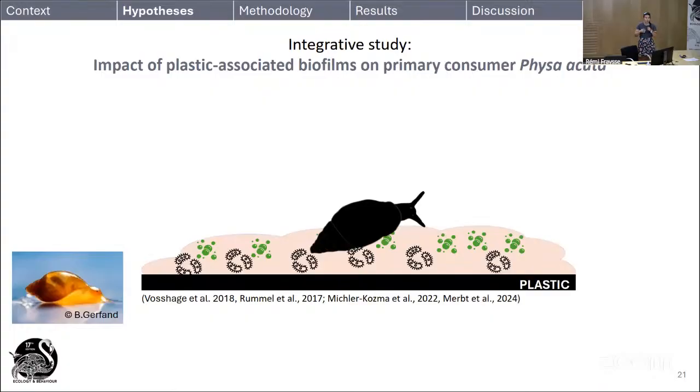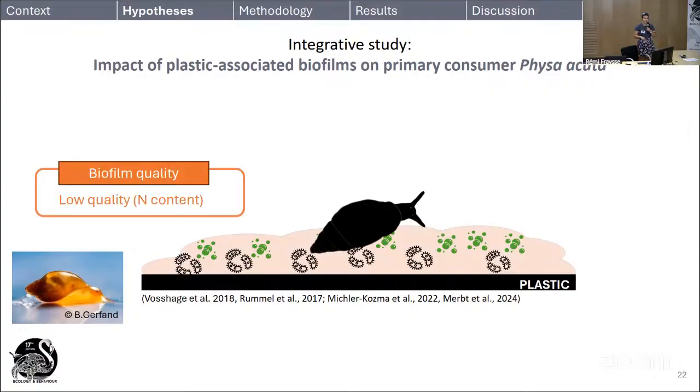So to answer my research question, I conducted an integrative study of the impact of plastic-associated biofilms on the primary consumer Physa acuta, which is a freshwater snail that you can see here in the picture. And the first thing I studied was the biofilm quality. I had the hypothesis that the quality of this biofilm would be lower on plastic, with a reduction of nitrogen content, which is limited in freshwater.